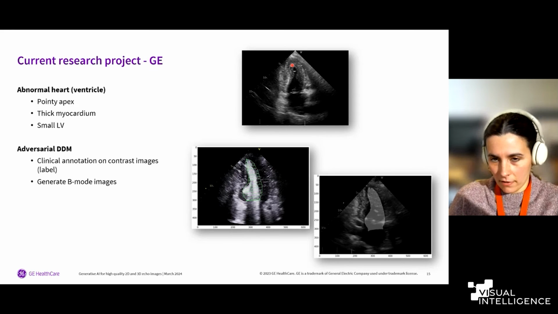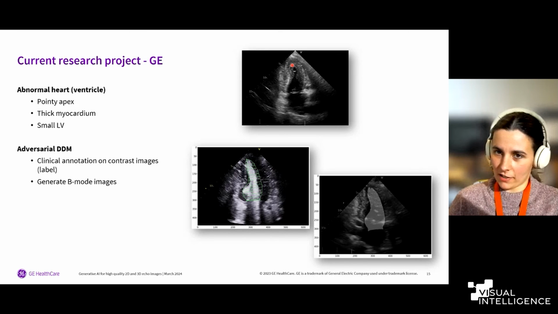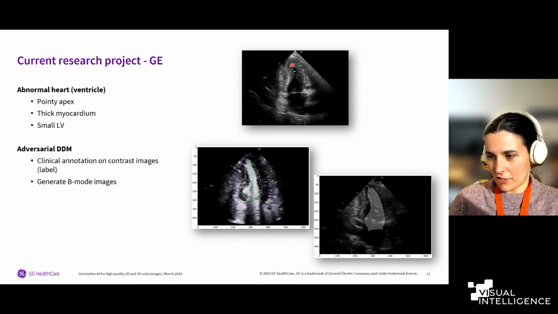So they obviously fail when it comes to segmenting the ventricle, for example, in these pathological cases that show up. So what I'm doing is I'm using the adversarial diffusion model that I presented, and I'm generating these pathological images to use them to fine-tune the segmentation algorithms.